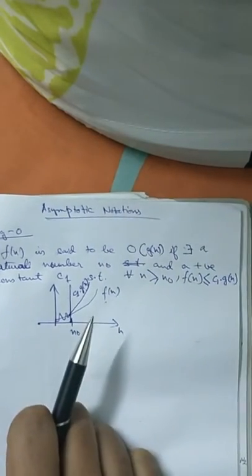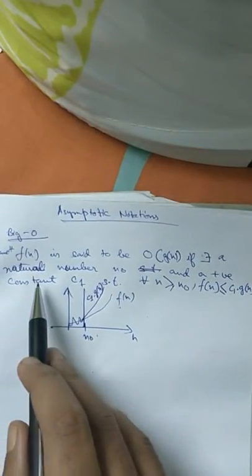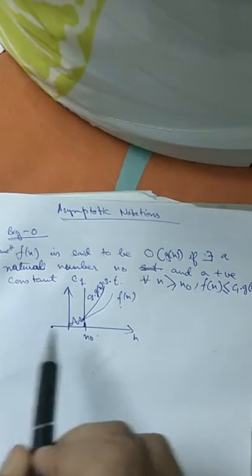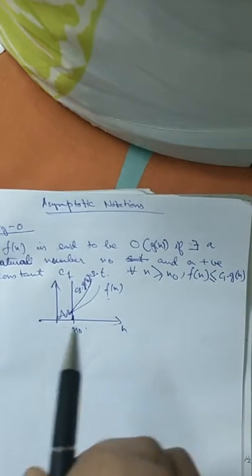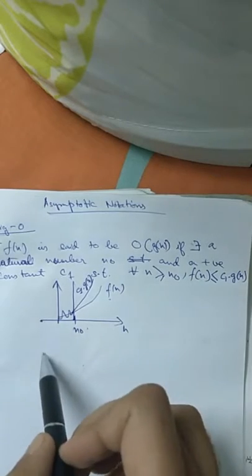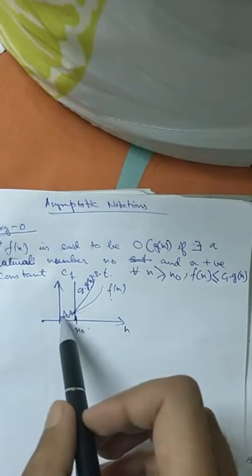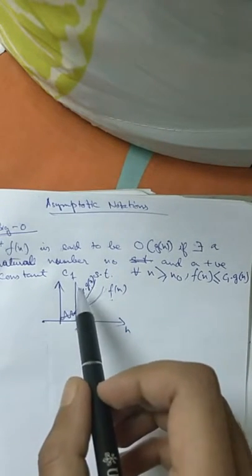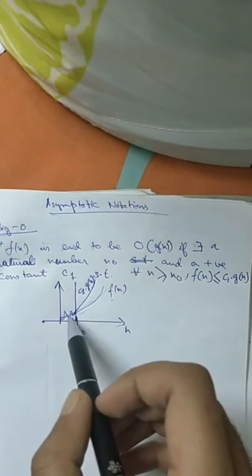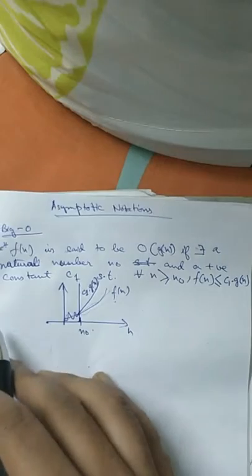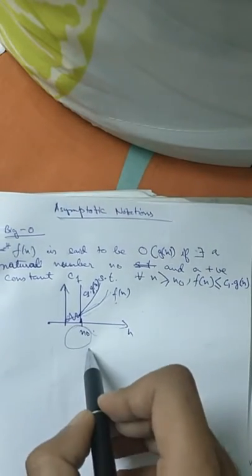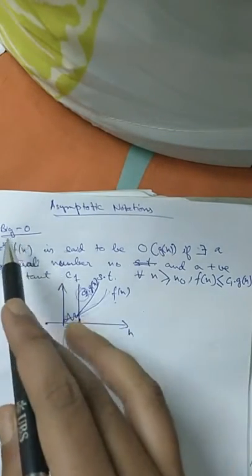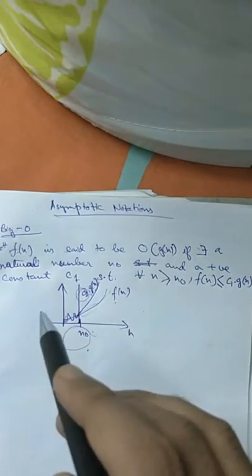So a function f(n) is said to be big O of g(n) if there exists a natural number n naught and a positive constant c1 such that for all n greater than n naught, f(n) is less than or equal to c1 of g(n). From the plot you can see that this is f(n) and this is c1 into g(n). So c1 into g(n) beyond n naught is greater. Before n naught it might be greater, may not be greater, we're not interested. So if there exists a natural number n naught and a positive constant c1 such that this happens, then we say that f(n) is big O of g(n).